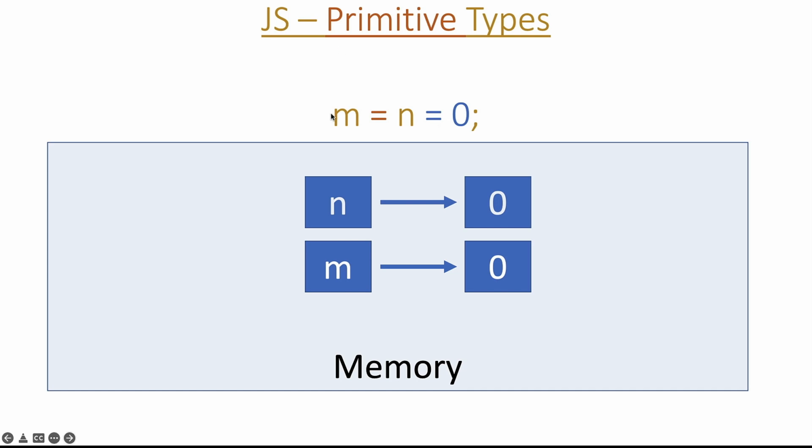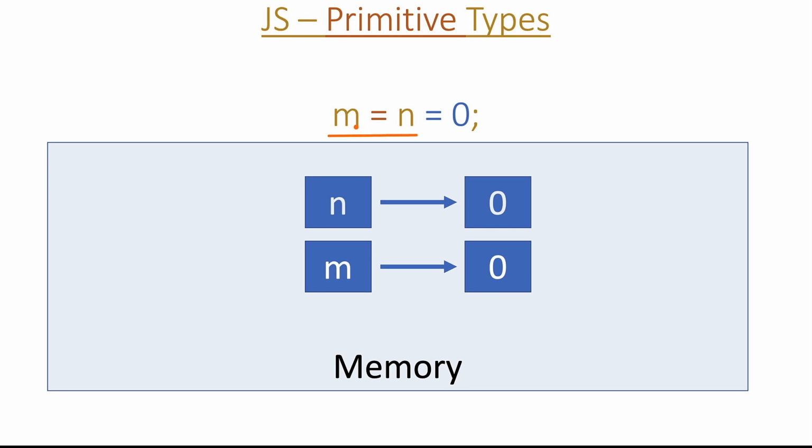Here we have an assignment statement. Actually, it is two assignment statements written on one line. So m = n = 0. We are talking about primitive types here because 0 is a primitive type, an integer. So first n = 0 will be executed, and so in memory, this is what it will look like. The variable n will be pointing to the value 0.